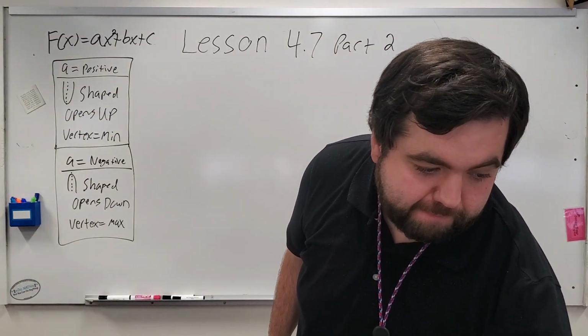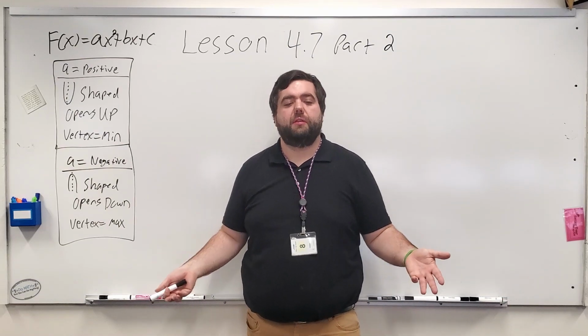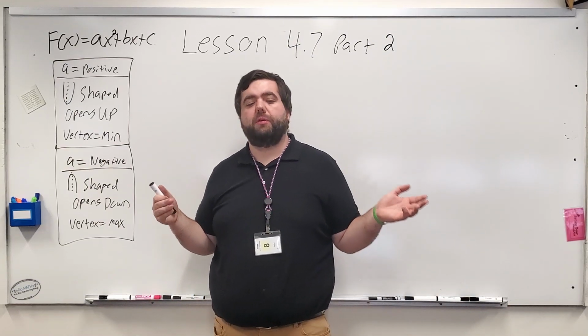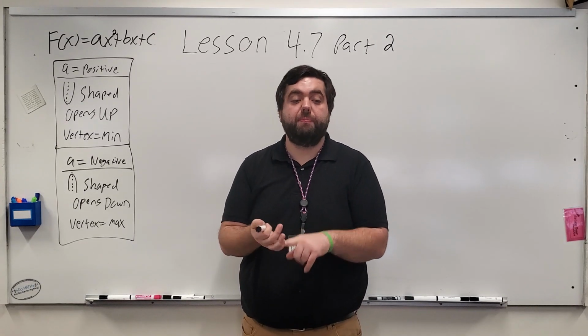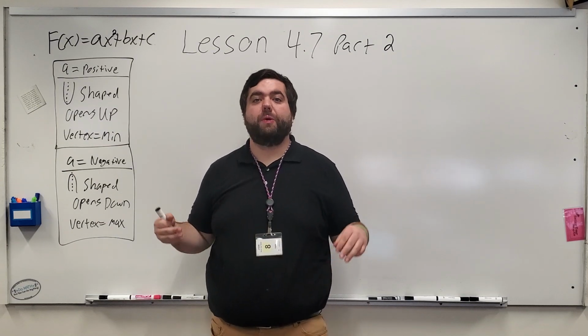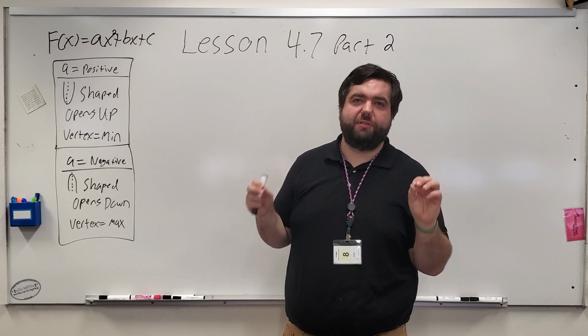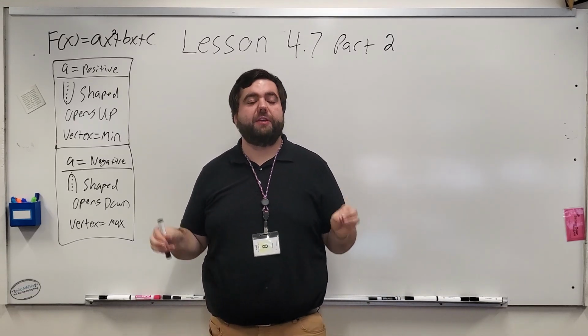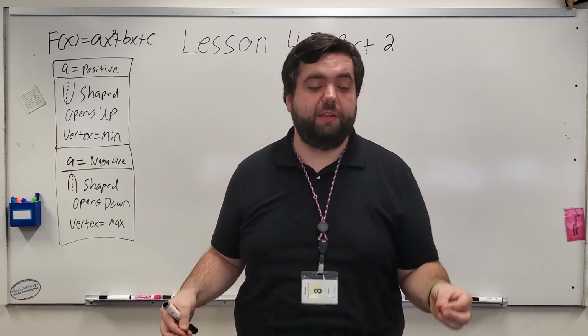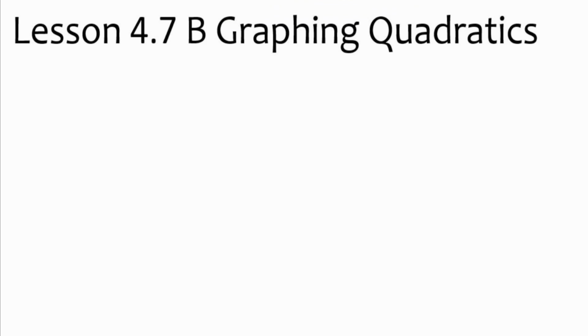All right? And then we were able to do a problem and figure out if it was a maximum or minimum, what our axis of symmetry was, and what our vertex was. We were then able to take that and draw a rough sketch, but it wasn't fine-tuned. In math, we like to be precise. So that's what this lesson is going to be all about. This is lesson 4.7b, or part 2, graphing our quadratics.